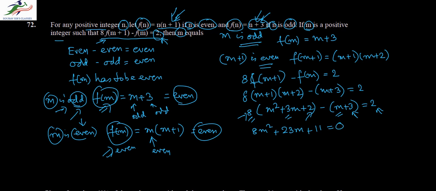Now you see that we have the constant term as 11, the coefficient of m square as 8 and the coefficient of m as 23. So you cannot break 23 in any way to give 88. Therefore you cannot factorize this quadratic equation to give integral values of m. m cannot be an integer if you solve this equation. So the assumption of m being odd is incorrect. Hence m has to be even.